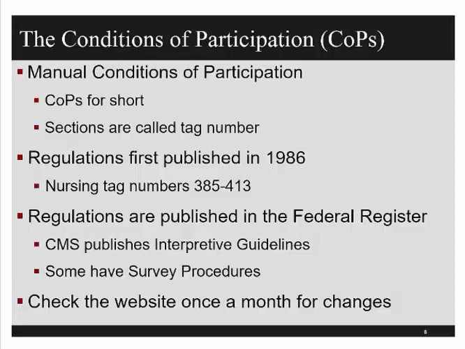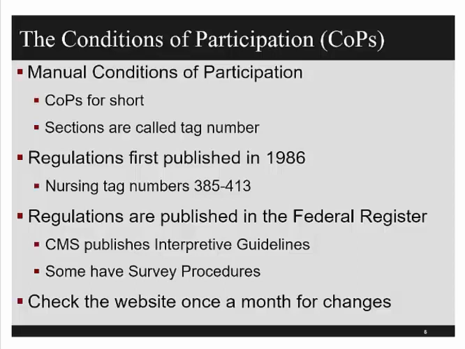The nursing tag numbers for the manual start at 385 through 413. That is for an acute hospital. Now, for a critical access hospital, they have clumped it all into an area called provision of services, and they don't have their own separate section.